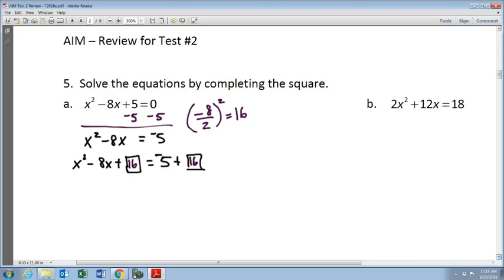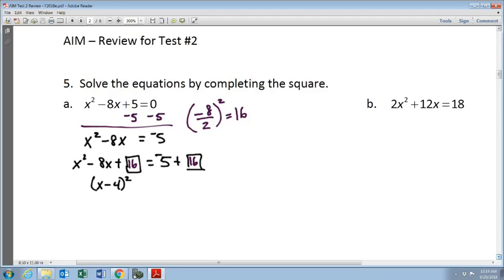And so now on the left side, what we've created is called a perfect square trinomial. That means we can write this as a binomial squared, basically in its factored form. And this would be x minus 4 quantity squared. Again, we're getting the minus 4 from the minus 8 there. That's what we took half of.